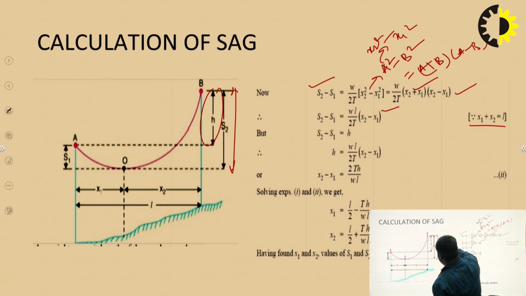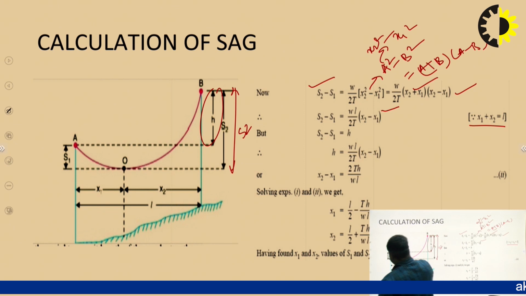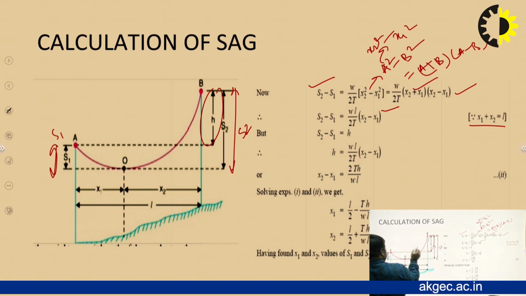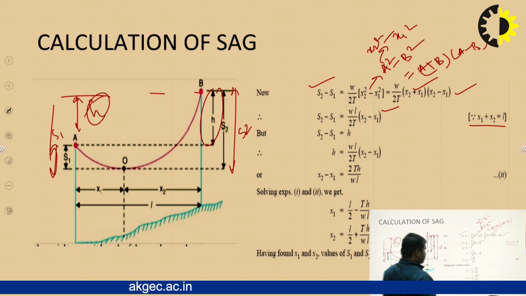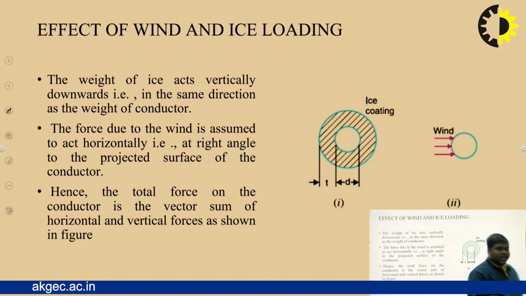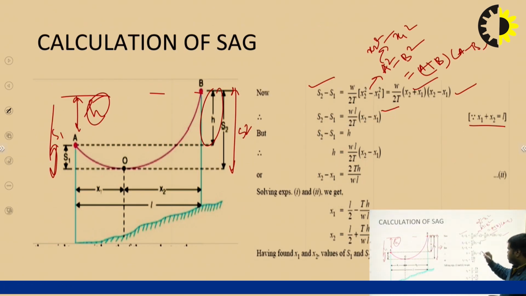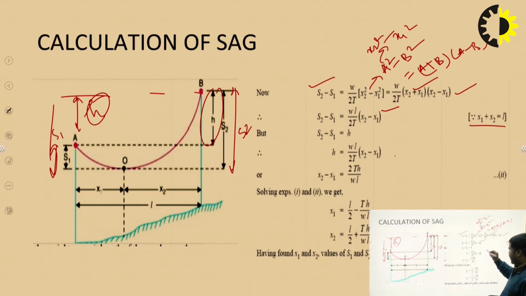This is H2 and this is S1. So the difference between them is H. So H2 minus S1 equal to H. So H equal to W L by 2T into (X2 minus X1). So X2 minus X1 equal to 2TH divided by WL.